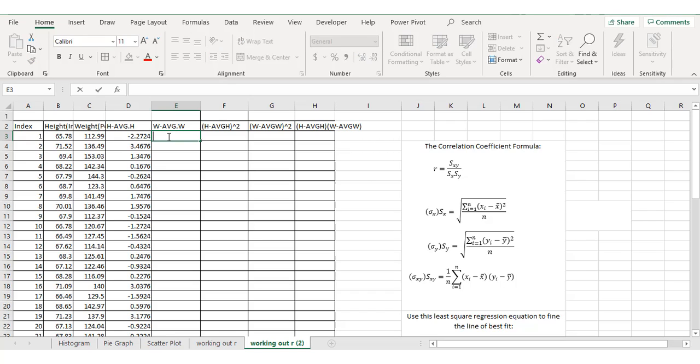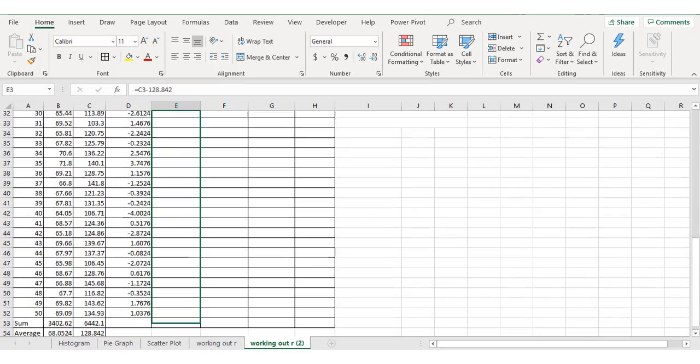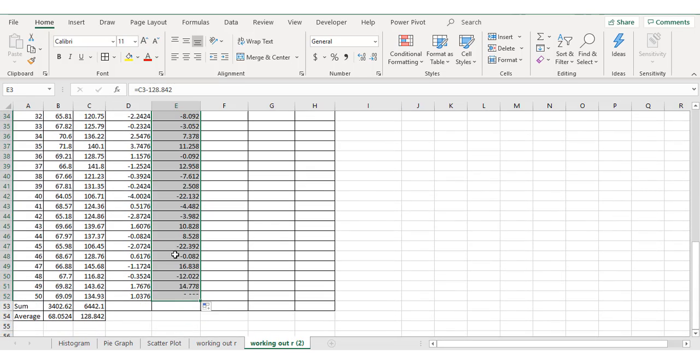For the weight minus average weight, double click this cell, put the equal sign. Then the weight is here, minus. The average weight is 128.842. Then press enter. Click this cell, then find this plus sign. Drop down to the 50 data.